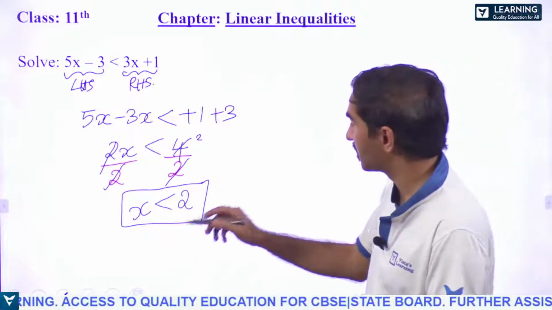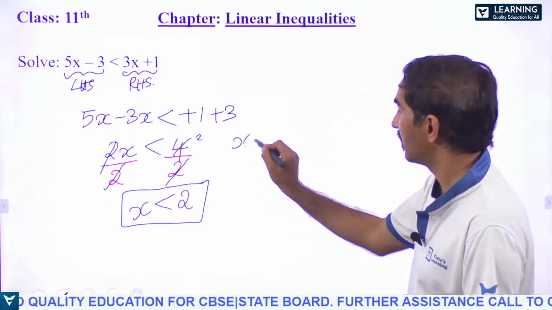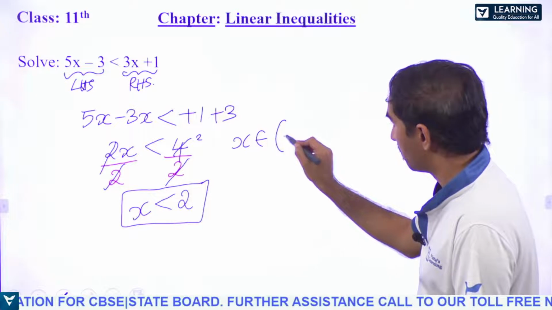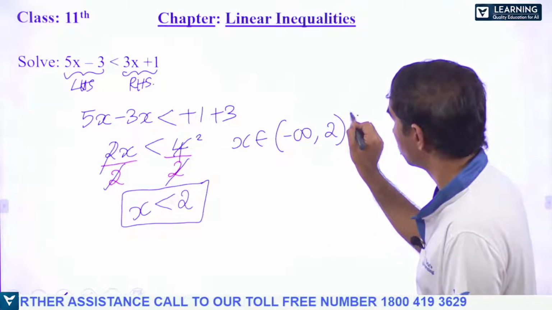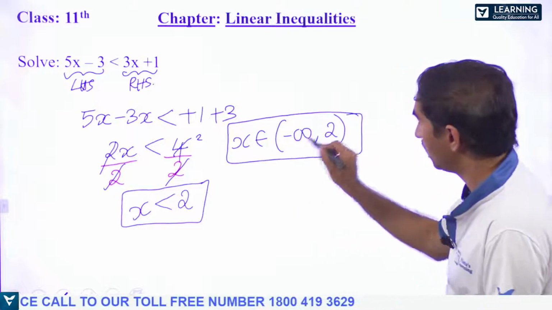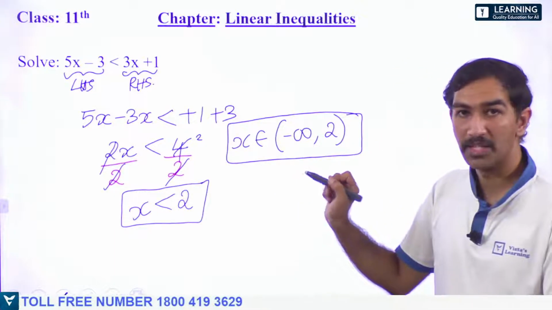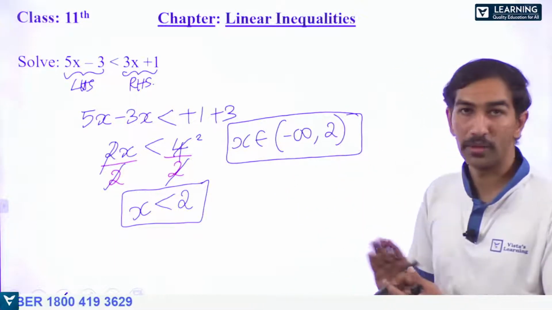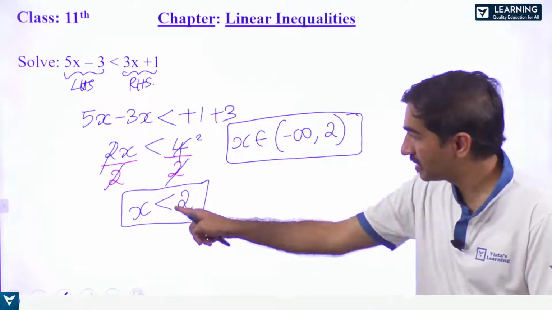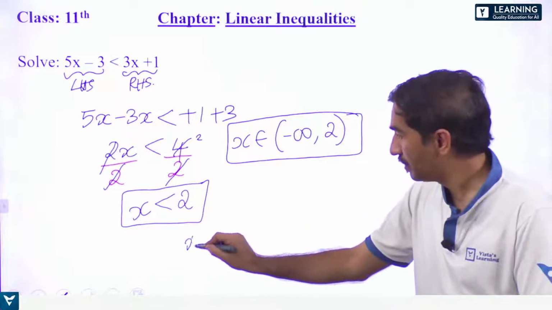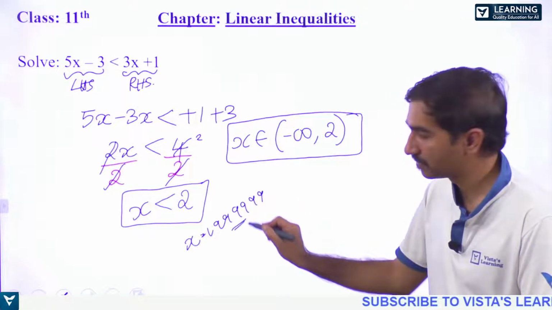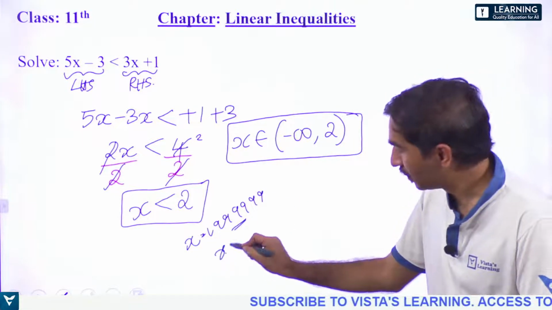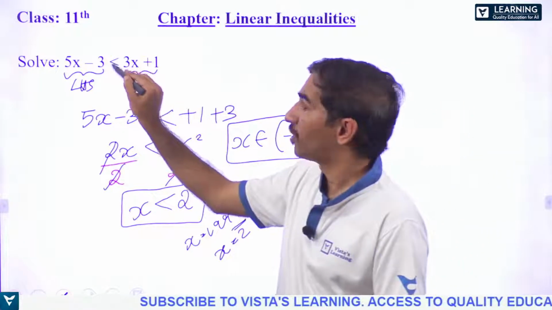Then what is the value of x? The value of x can be written like this: x belongs to minus infinity, comma 2. See, how are we writing this? Curved bracket, which means 2 is not included. x is lesser than 2, x can be equal to 1.999999, no problem. If x is equal to 2, then this will become false.